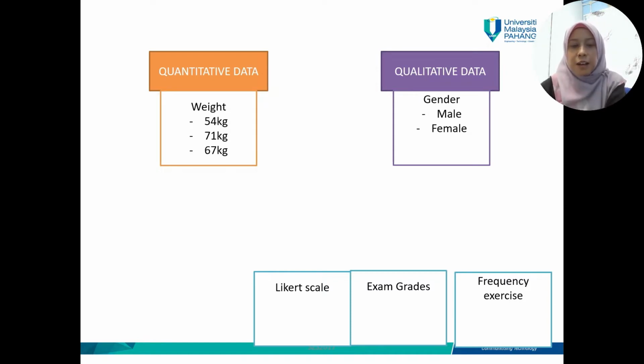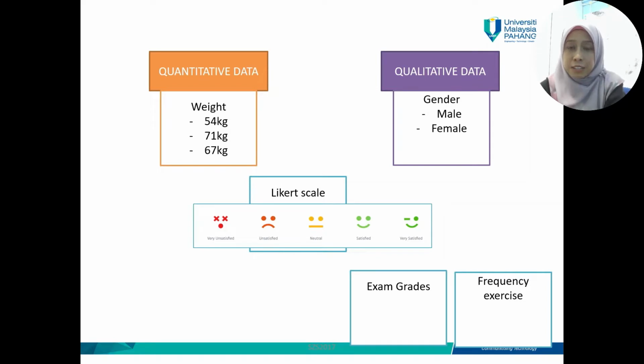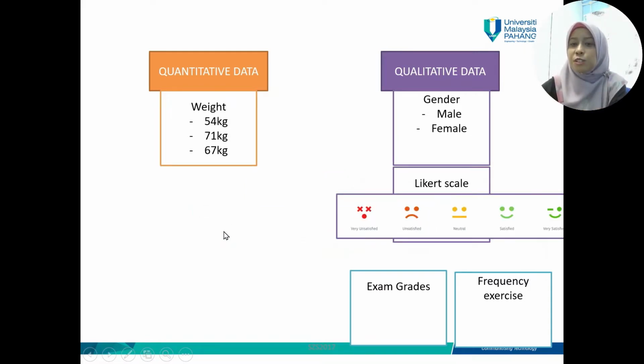Excellent. Next, let's take a look at Likert scale. Maybe you were given a survey form asking you about your preference or your satisfaction about a certain service. So you can choose, is it very unsatisfied, neutral, satisfied or very satisfied. So this is again, correct, non-numerical, so this will go to qualitative data. It's pretty easy, right? It's not that hard to classify them into quantitative and qualitative data.